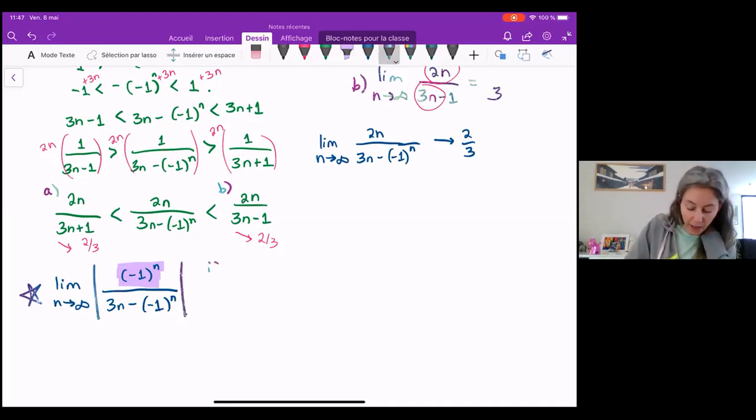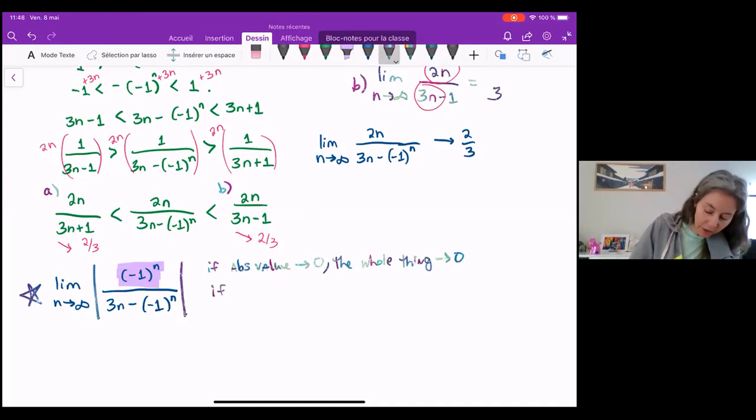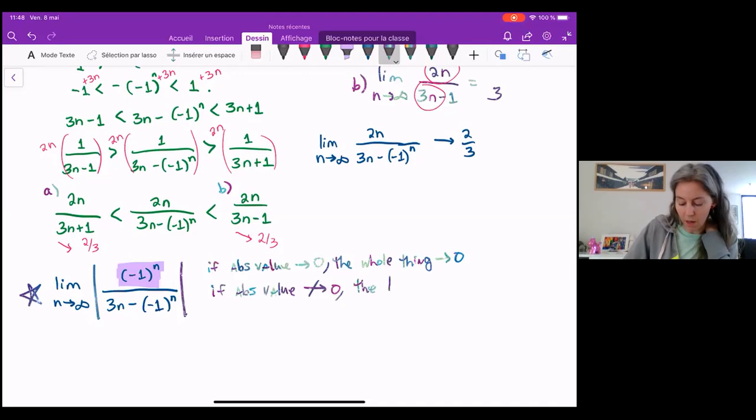If the absolute value goes to 0, we know the whole thing goes to 0. If the absolute value does not go to 0, we know that the limit then does not exist.